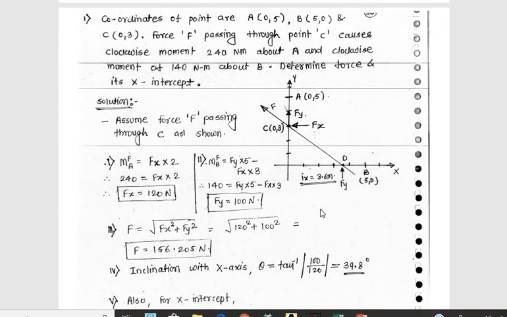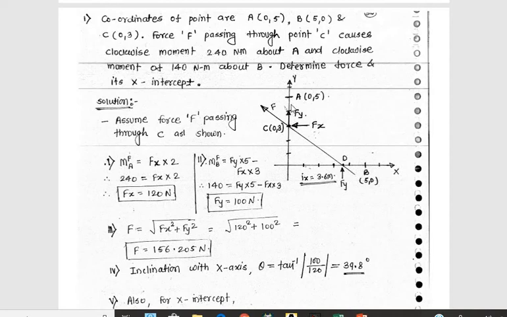Now observe the figure. A (0,5) means x is 0, y is 5. B (5,0) means x is 5, y is 0, and C (0,3) means x is 0, y is 3. And this force is acting like this. Now assume force F passing through C as shown in figure. This is the assumption actually. Initially we have made assumptions. Now one, moment of force F about A. Where is A? A point is here.